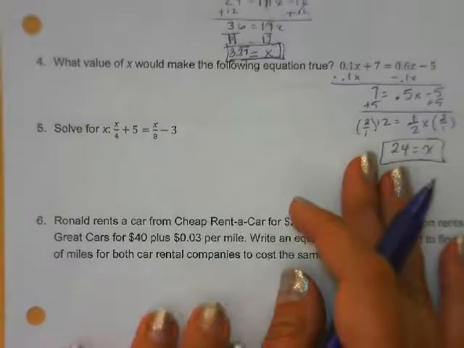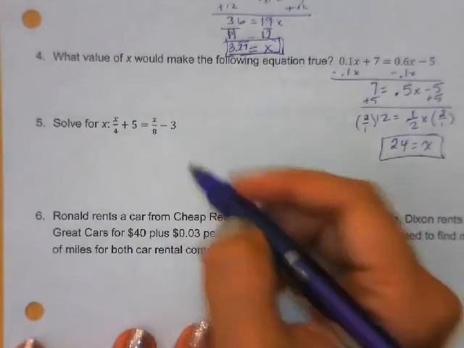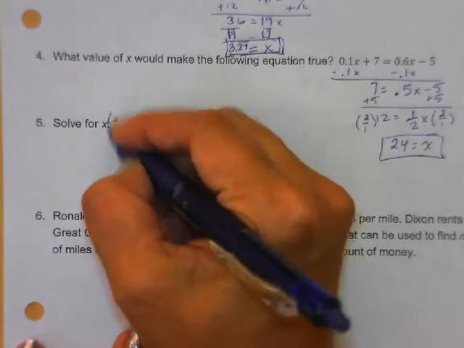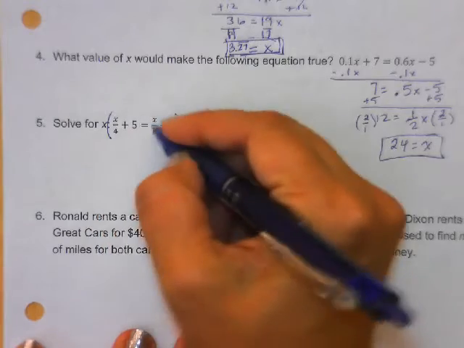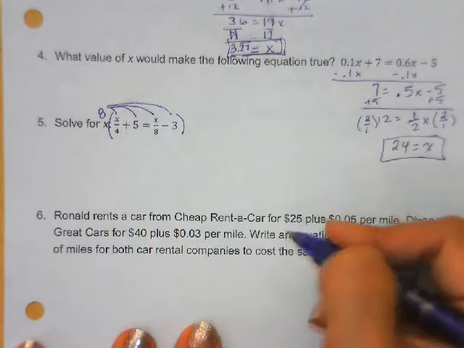Now, this one with the fractions, these fractions aren't super ugly. You could find a common denominator. However, and then just leave it fractions. I'm going to go ahead and multiply by that common denominator of 8 to make it go away.